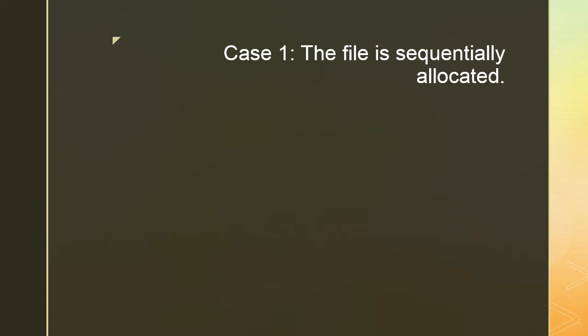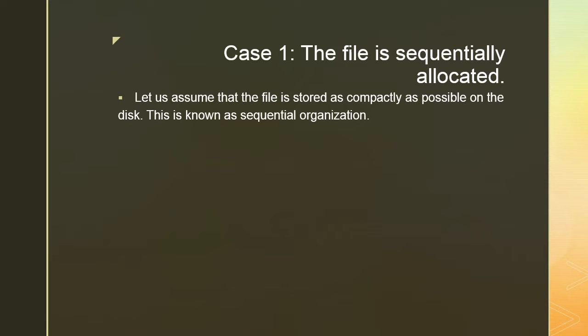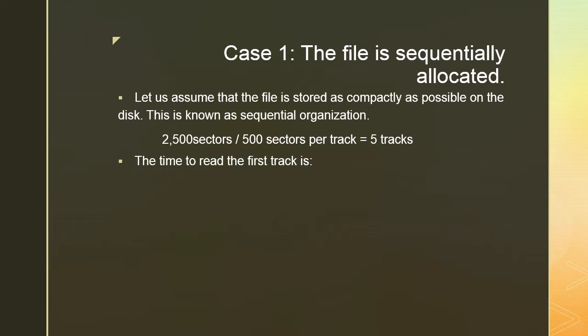Case 1. The file is sequentially allocated. Let us assume that the file is stored as compactly as possible on the disk. This is known as sequential allocation. Remember that the file has 2500 sectors and each track has 500 sectors. So the file will occupy 5 tracks. The time to read the first track is as follows.